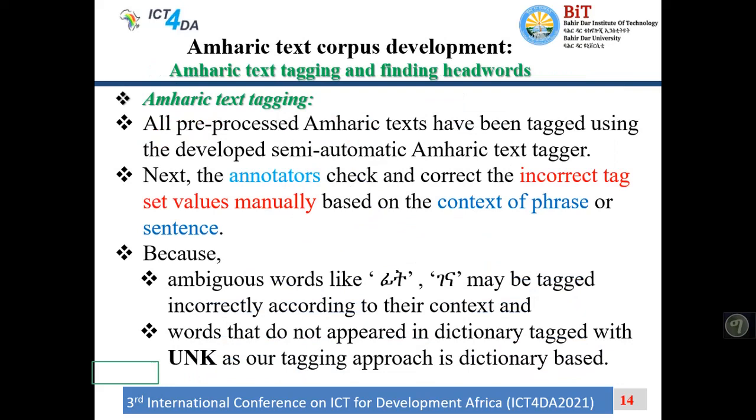Okay, Amharic text tagging. As I introduced in the previous slide, all pre-processed Amharic texts have been tagged using the developed semi-automatic Amharic text tagger. After that, annotators check and correct the incorrect tag set values manually based on the context of phrases or words. Because ambiguous words like fit, gonna, or ganna may be tagged incorrectly based on their context, as well as words that do not appear in the dictionary are tagged with the UNK value, since our tagging approach is dictionary based.